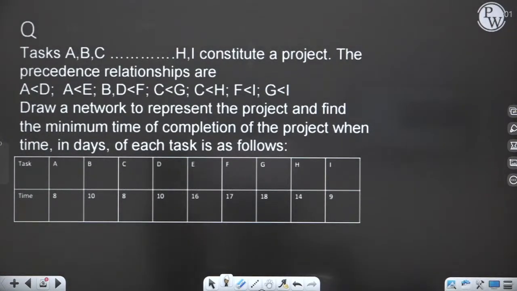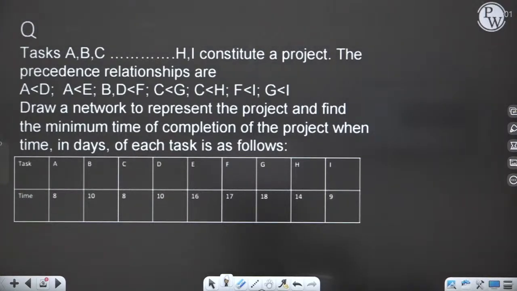Again, it's a good question, try to solve it. Tasks A, B, C to H, I constitute a project. The precedence relations are: A is less than D, A is less than E, B is less than E, B and D are less than F, C is less than G and C is also less than H, F is less than I, G is less than I. Here the tasks and their times are given, so you have to find the minimum duration.